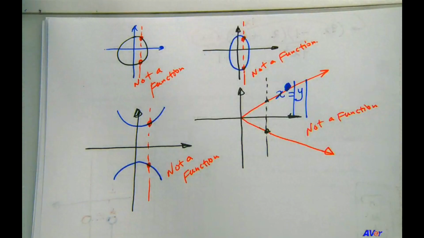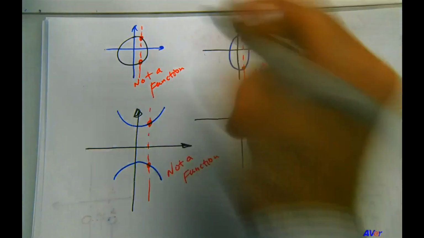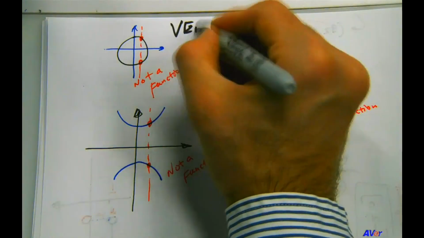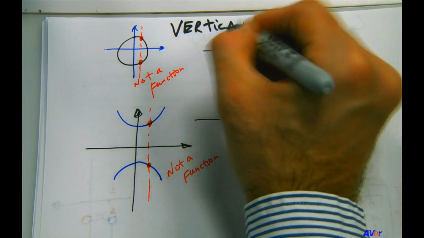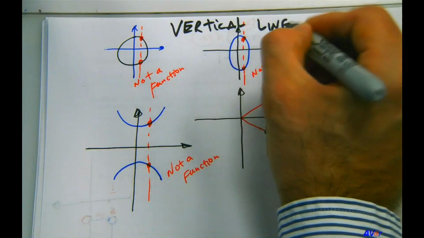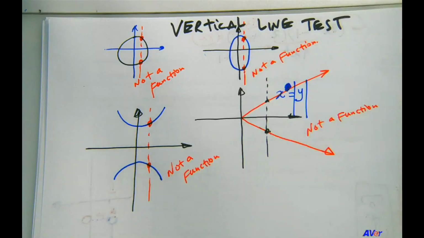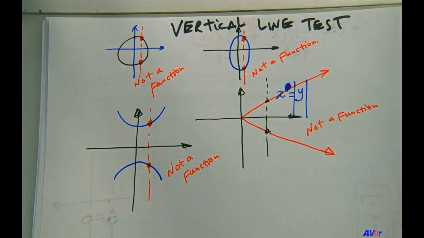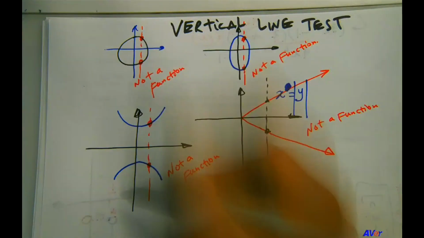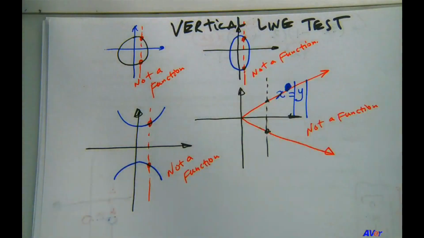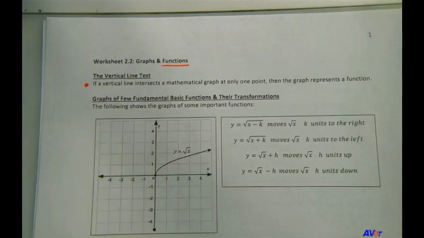So we established that these mathematical entities are not functions, and we used the vertical line test for that. Okay. So back to our section here.